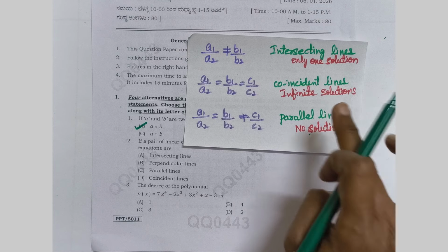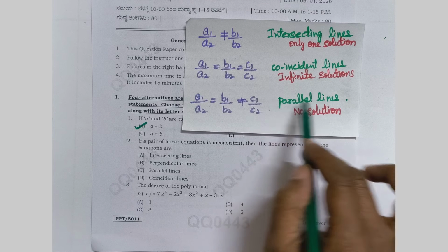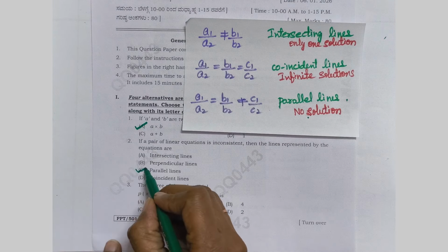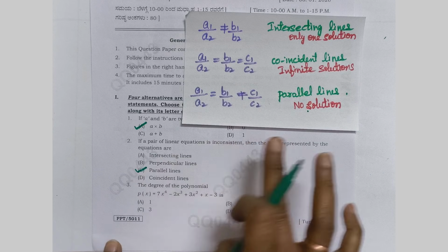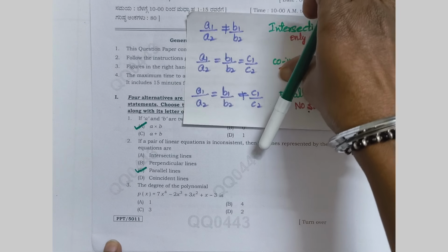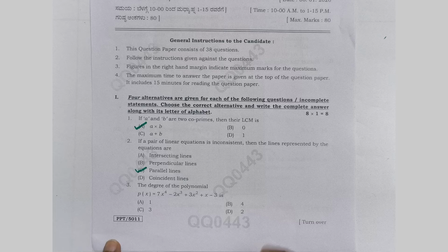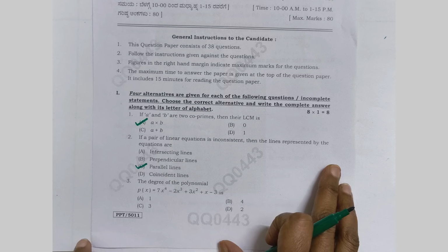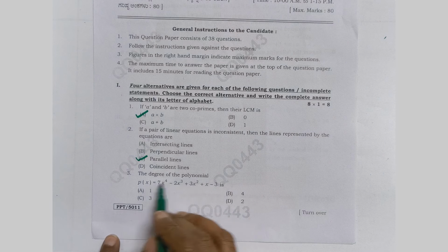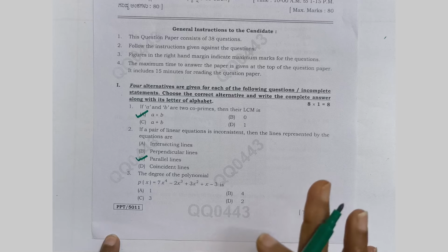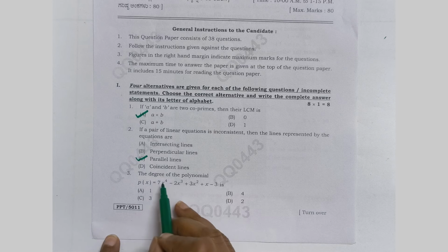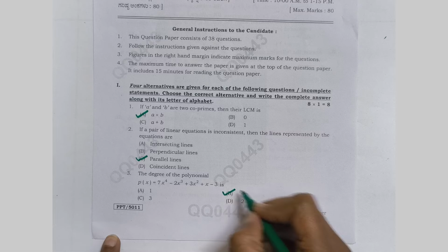No solution means inconsistent. So which lines? Parallel lines. Parallel lines are inconsistent, which means there is no solution. The answer is C, parallel lines. Next, carefully listen. The degree of the polynomial. What is the degree of the polynomial? The highest power is the degree of the polynomial. Taking this equation, what is the highest power? 4 is the highest power. So B is the correct option.